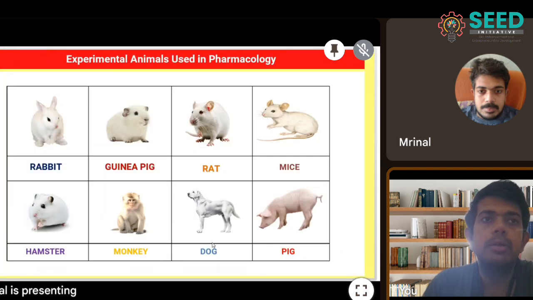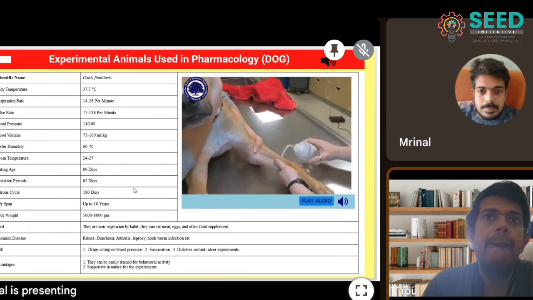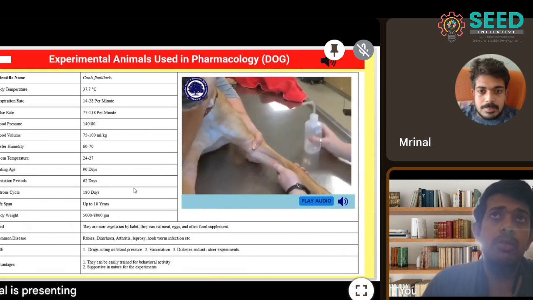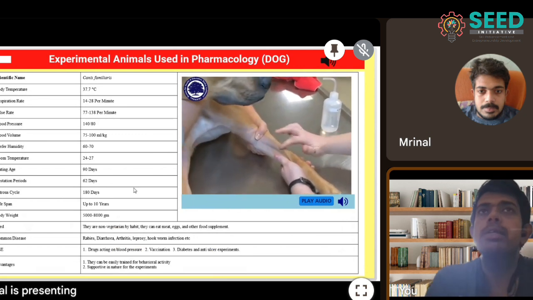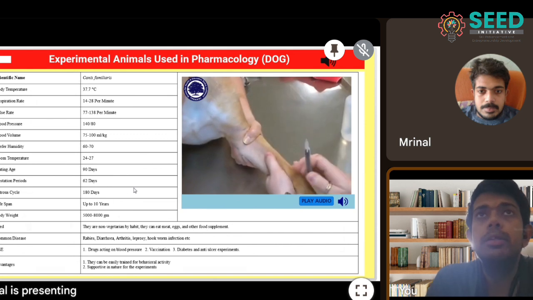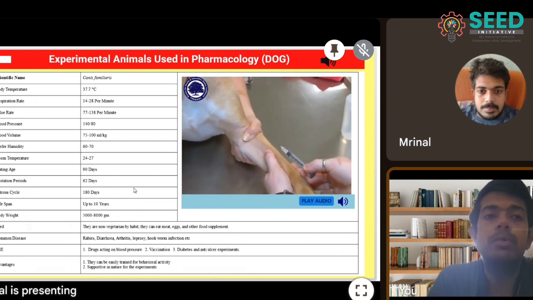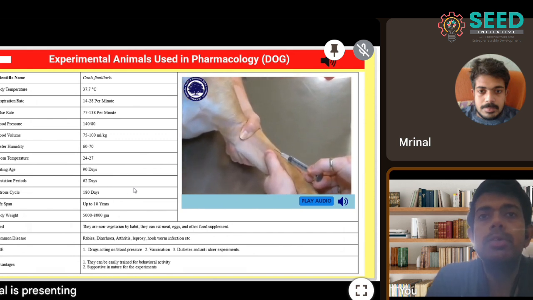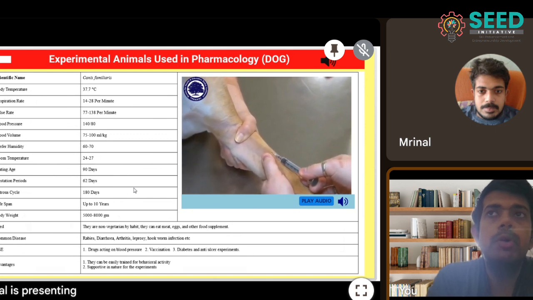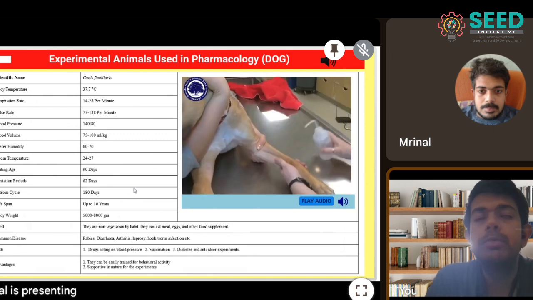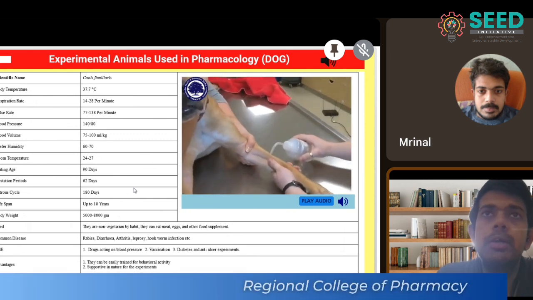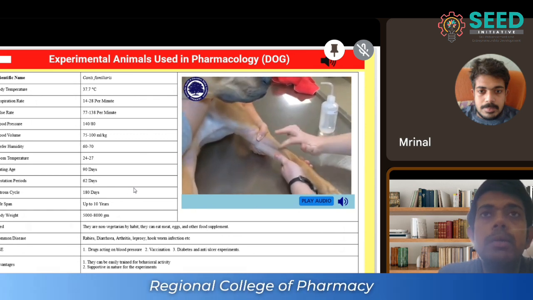Next is the dog. The dog is a common animal known as Canis familiaris. The body temperature is around that of humans, 37.5. We'll just go for the blood volume and blood pressure. Blood pressure is 140 by 80 mmHg and the blood volume is 70 to 100 ml per kg.